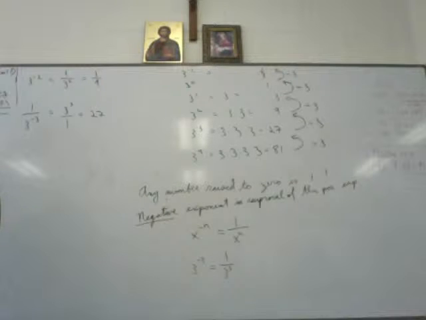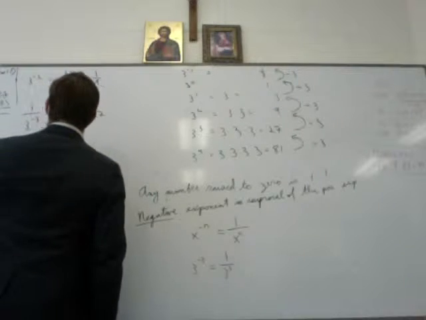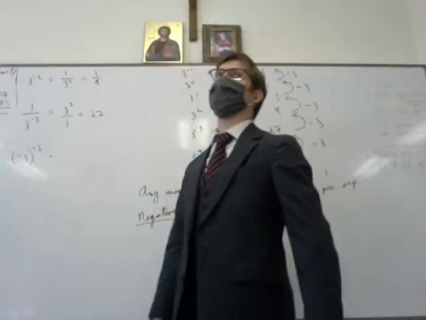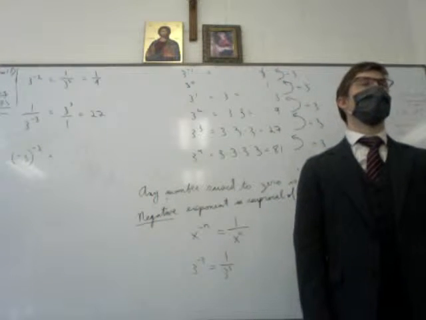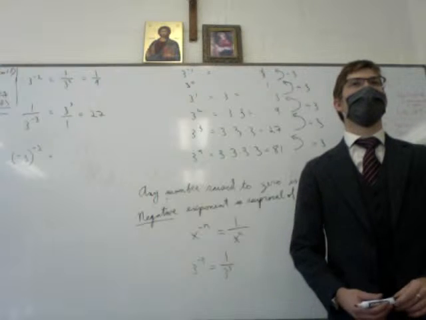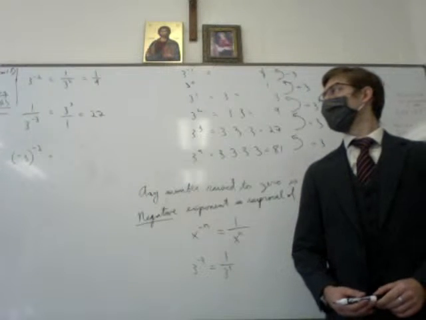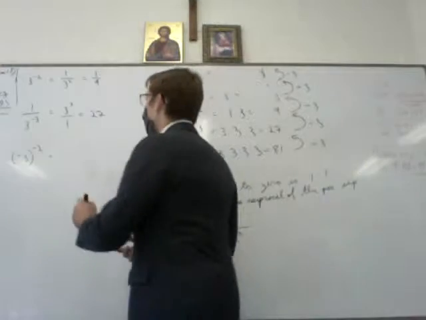Let's see what happens with a negative number. So let's say we've got negative 3 to the negative 2 power. Negative 3 raised to the negative 2 power. How else can we write that? 1/9, negative 3 to the 2.